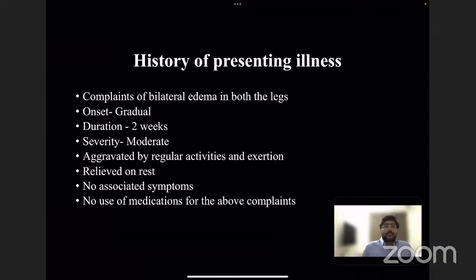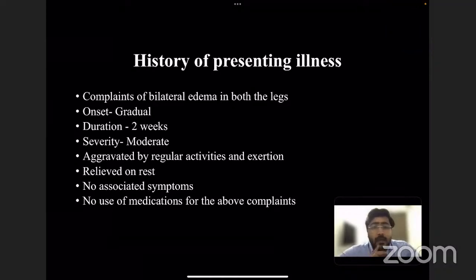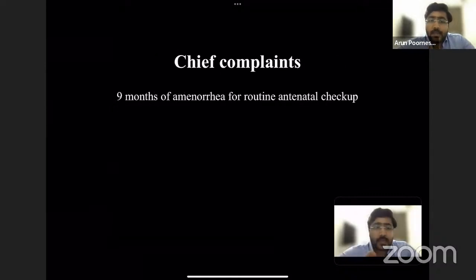The onset of the edema is gradual. Is it okay if I interrupt while you're presenting the case, so that I can explain a little bit? If you go to the previous slide, you have written chief complaints, and in that you have mentioned 9 months of amenorrhea for routine antenatal checkup. She's not coming with any complaints as far as you told, just 9 months of amenorrhea for routine checkup, so you don't need to mention a chief complaint. You can say she presented with 9 months of amenorrhea for her routine antenatal checkup.